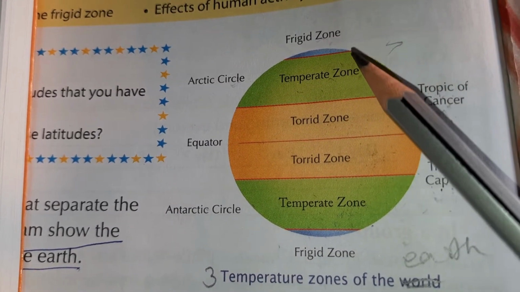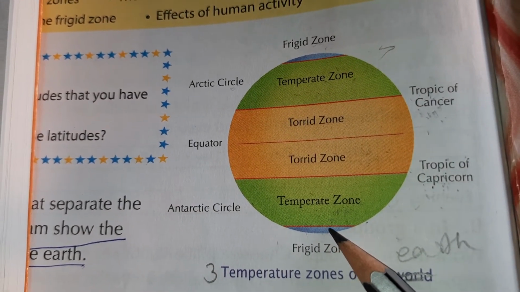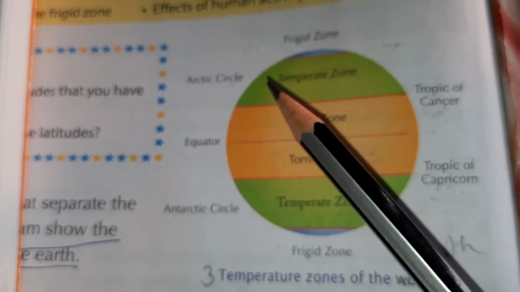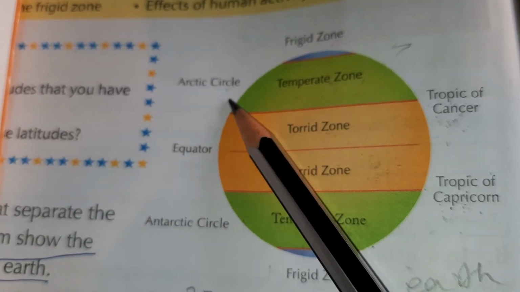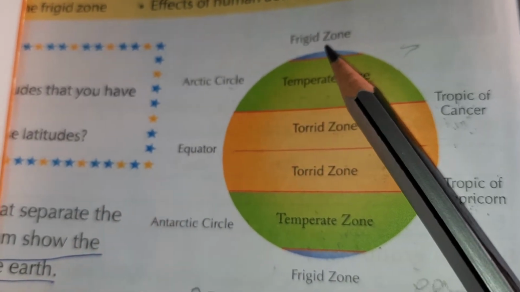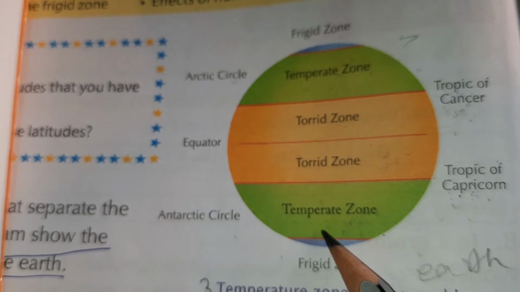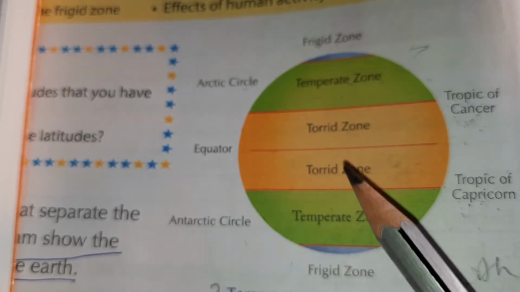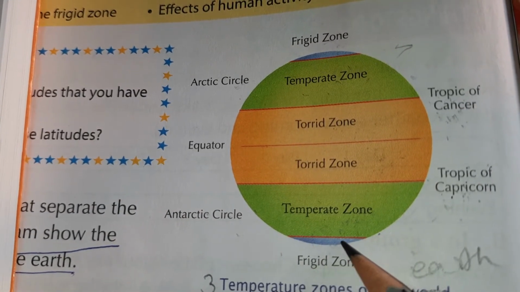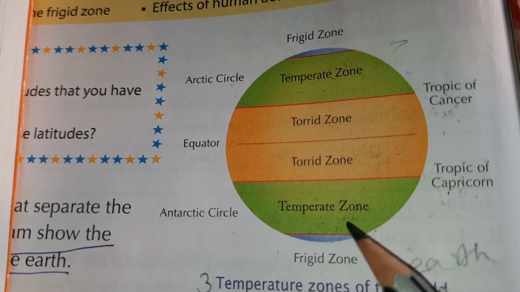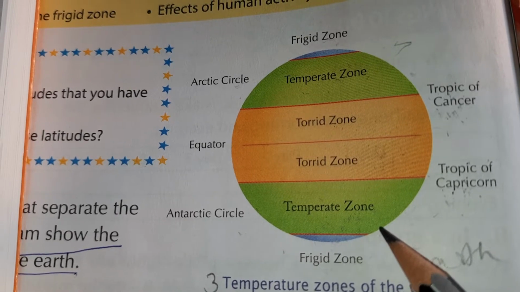As you know very well, North Pole in the Northern Hemisphere, South Pole in the Southern Hemisphere. So the frigid zone lies between the Arctic Circle and the North Pole in the Northern Hemisphere, and the Antarctic Circle and the South Pole in the Southern Hemisphere. It is the coldest part of the earth where the sun rises slanting. Here the summers are short and winters are extremely cold.